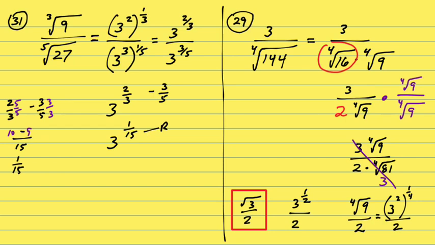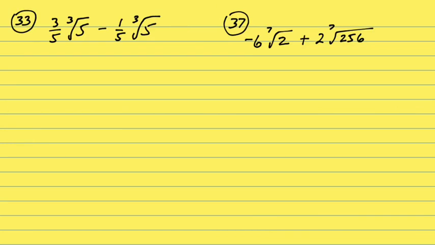Remember that it is power over root. So it is the 15th root of 3 to the first power. Okay, 31, 29. Let's see what else we have. Are these both third roots of 5? Then you should be able to just combine them. What's 3/5 of an apple minus 1/5 of an apple? 2/5 of that same apple. Any questions on 33?